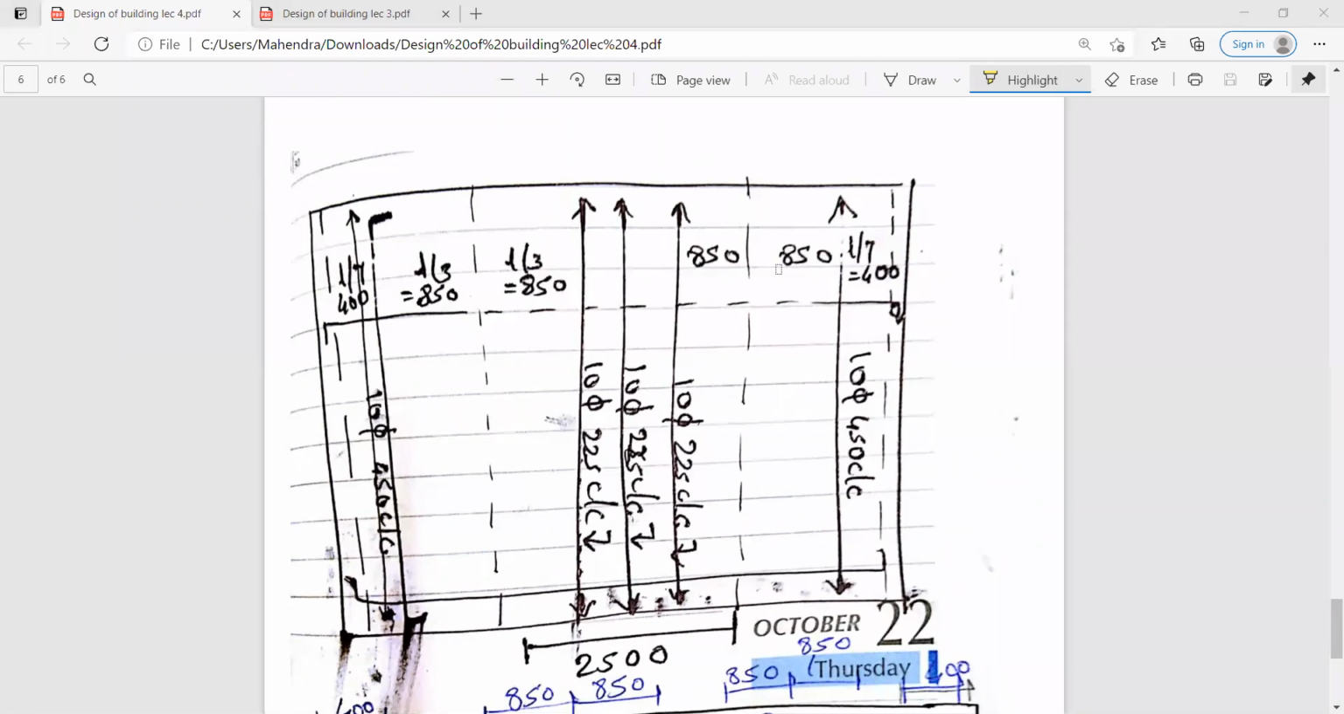And I will share this entire PDF in your WhatsApp groups, as well as update it in the Moodle account. So this is all the reinforcement that you are provided, that is 10.5, the corner is of 10.5 at the rate of 450 mm center to center, and the middle one is of 10.5 at the rate of 225 mm center to center. And from here to here, this distance is your 2500.